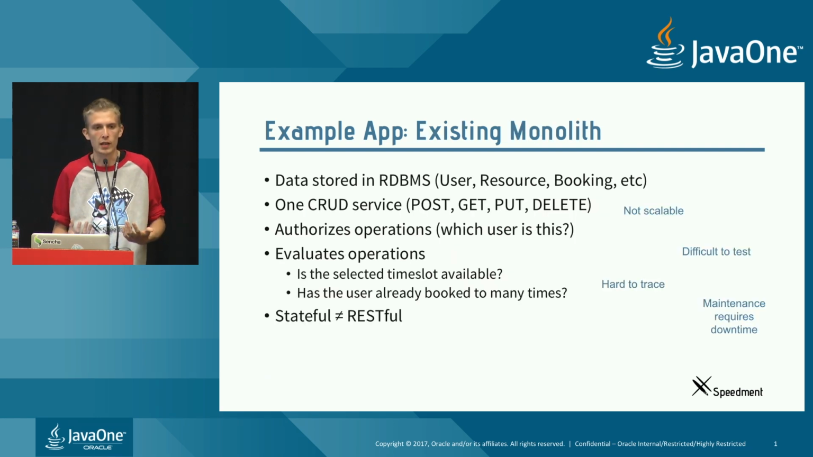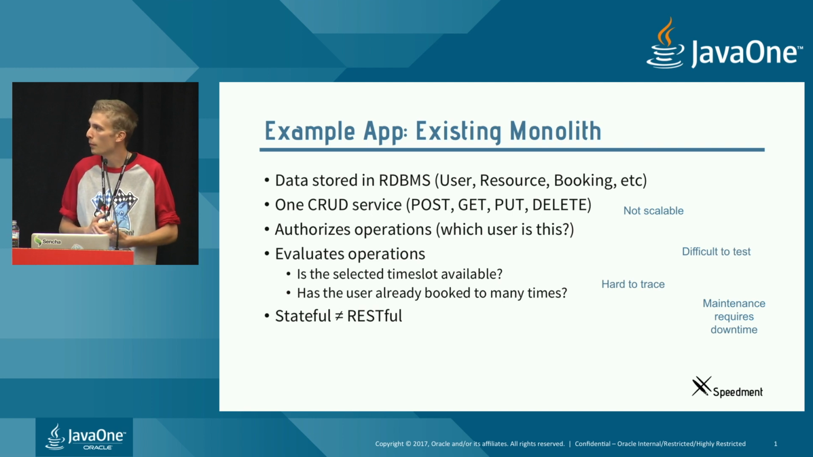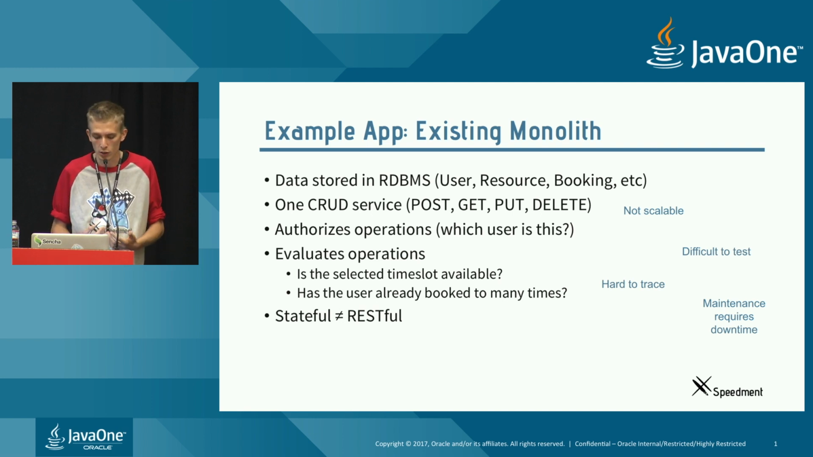So the easiest way to implement this system would be to create a monolith out of it. And basically one single Java application that stores things in a relational database. Whenever the user sends a request, like a post, get, put request, and so on, we basically just authorize the request, see which user is doing this, then change the database depending on what the user did. And this is stateful, which is not RESTful, even if we're using post and get and so on to expose it. So this is the kind of thing we're trying to get away from.